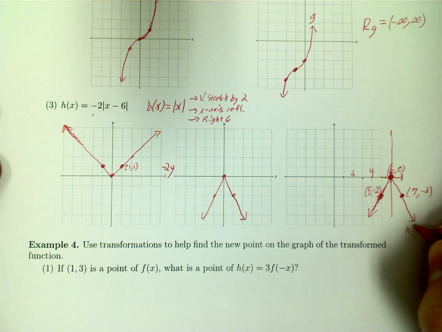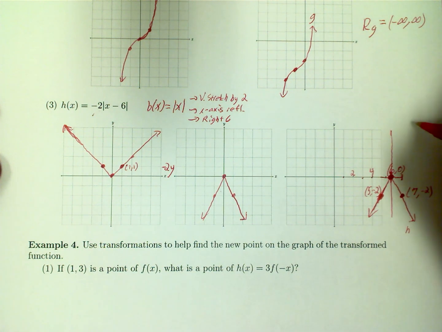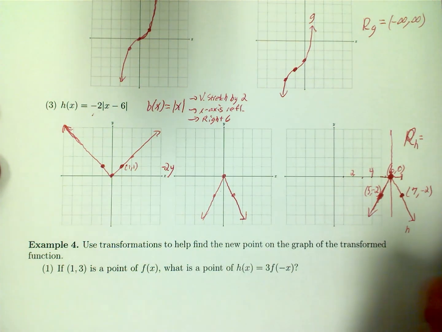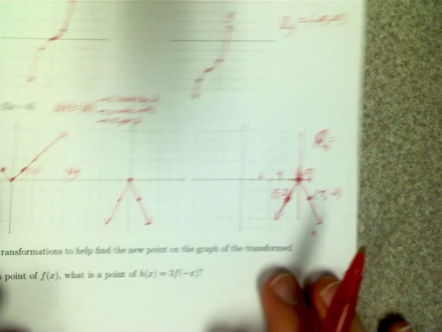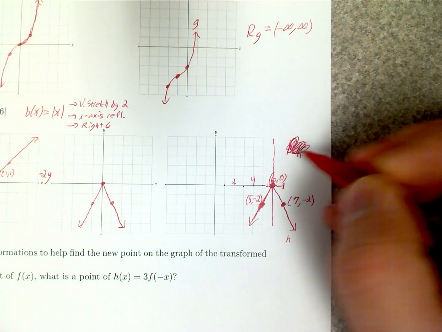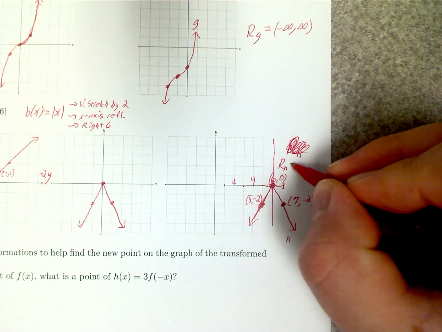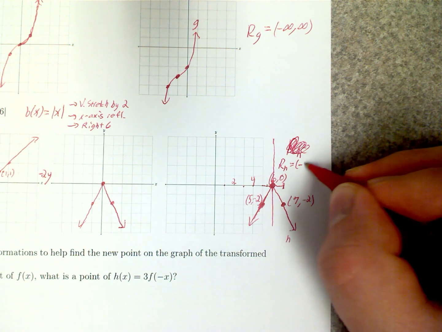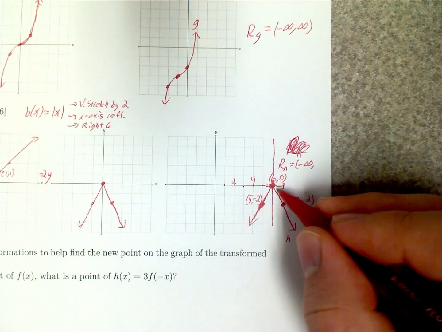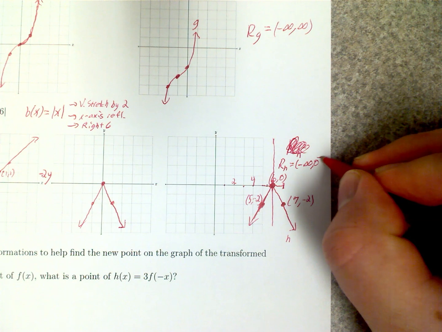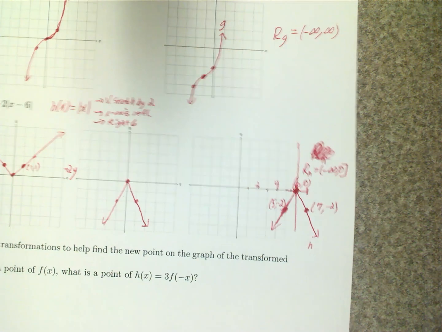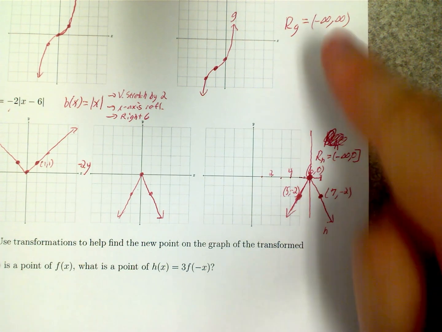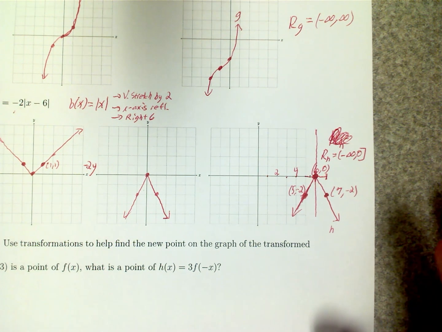H is our graph. And what's the range of H? How far down does it start? Maybe we should make more room for this. The range of H. How far down? Negative infinity. How far up does it go? It goes to 0. The bracket. All right, so that concludes the graphs with them being combined.